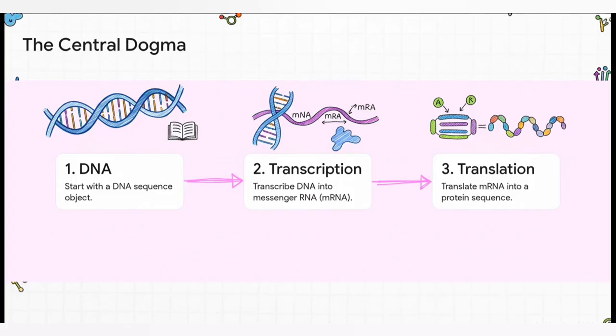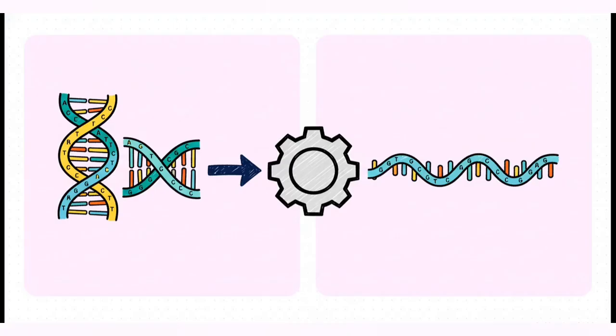And now, with this organized data, we can do something pretty incredible. We can digitally replicate one of the most fundamental processes in all of biology, what's called the central dogma. We can take our DNA, transcribe it into RNA, and then translate that into a protein, all with just a few lines of code. And the process itself is astonishingly simple.